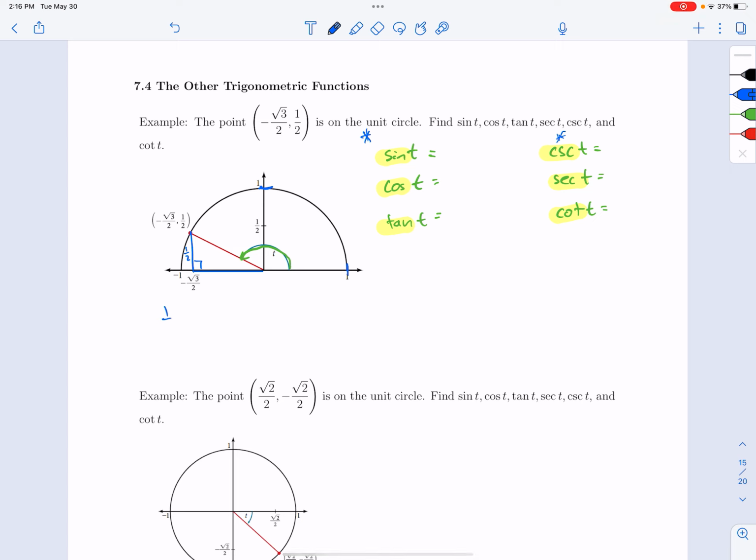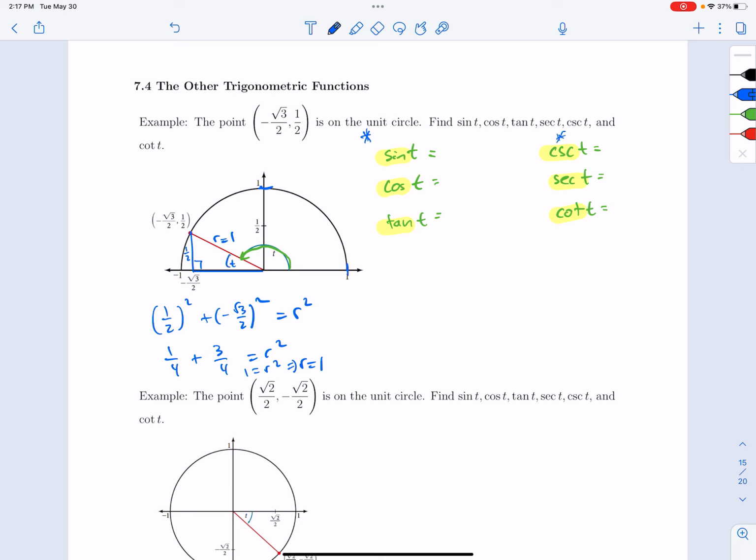But if you're not sure, you can use the Pythagorean theorem. 1/2 squared plus negative root 3 over 2 squared, and let's call that r squared for radius. So 1/2 squared is 1/4 plus negative root 3 over 2 times negative root 3 over 2. Well, in the numerator, I get 3, denominator, I get 4. 1/4 plus 3/4 is 1. So r is equal to 1 here. Now, the reason that is useful is because I need all 3 sides to figure out all 6 trig function values. All right, so I'm going to put t down here.